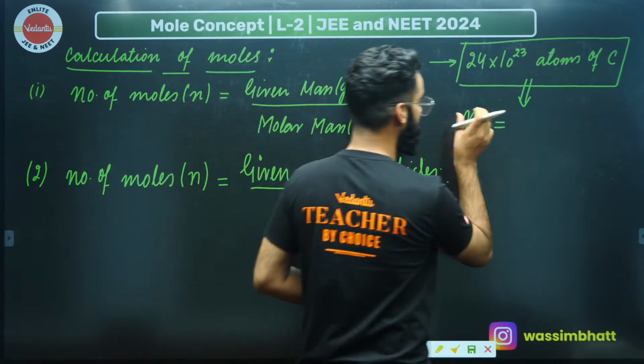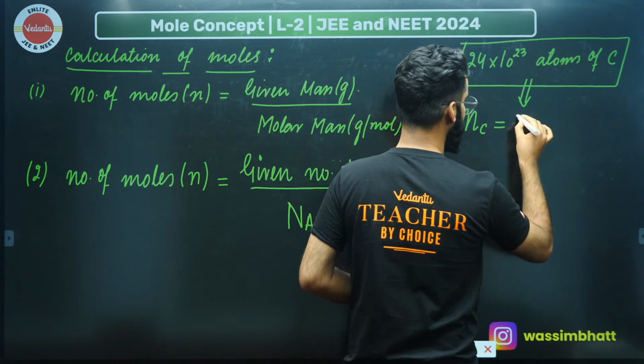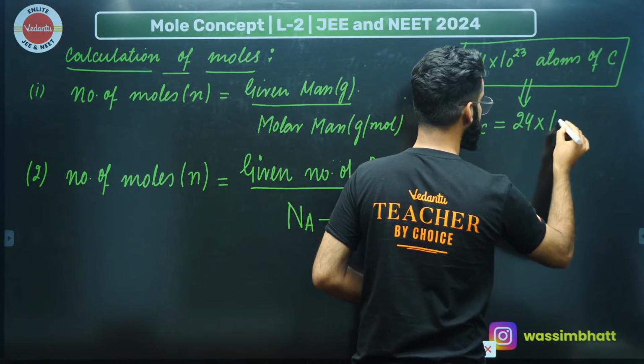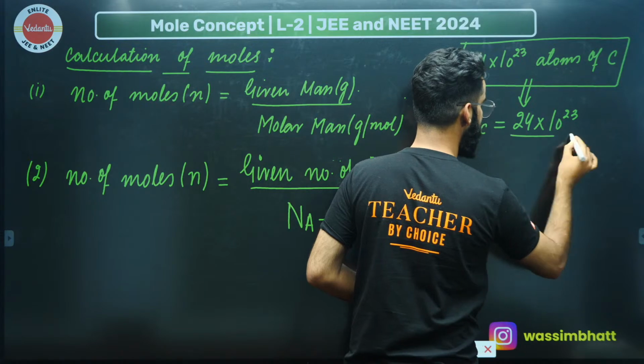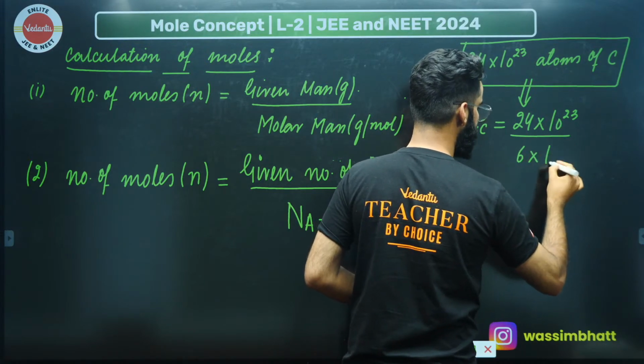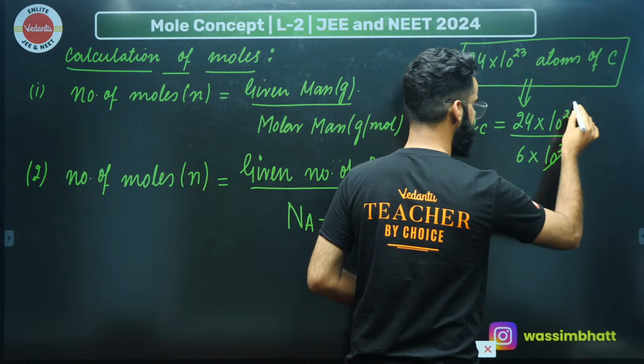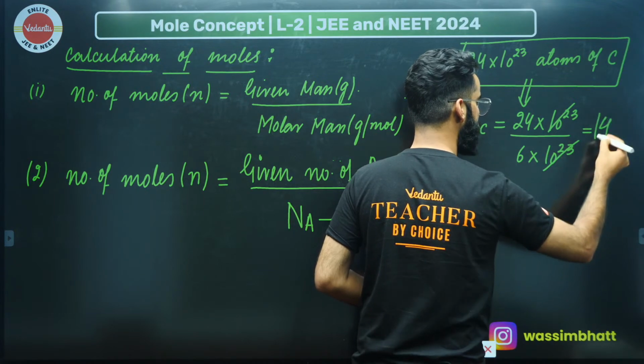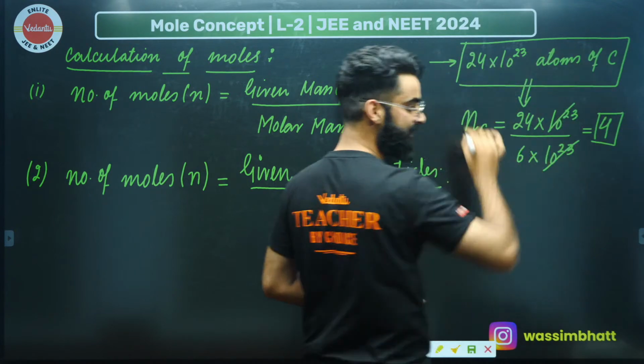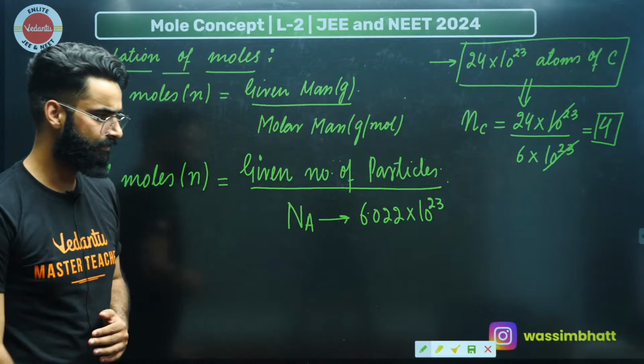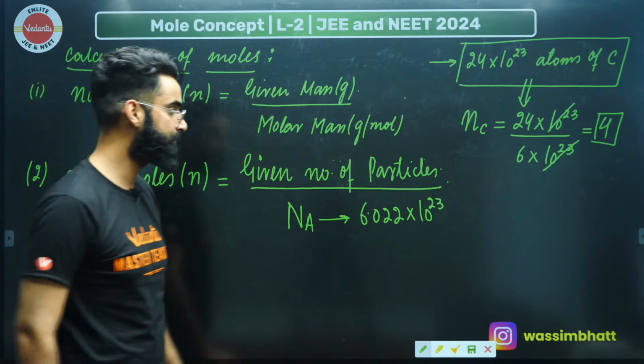I'll say the number of moles of carbon is going to be equal to the given number of particles divided by Avogadro's number, which approximately I can take as this much. So this and this got cancelled, the value comes out to be 4. So basically there are 4 moles of carbon in this particular container, right? There are 4 moles of carbon in this particular container.